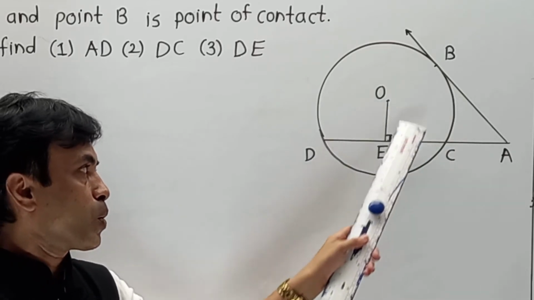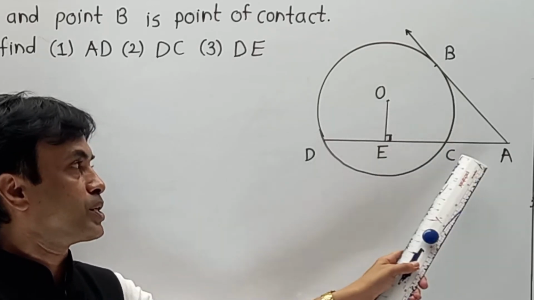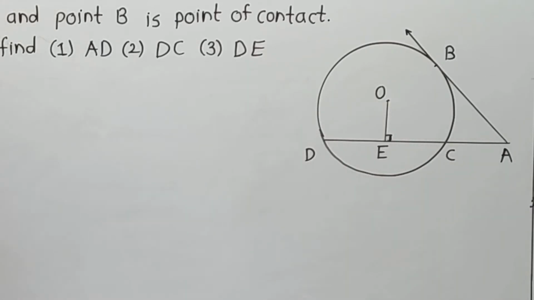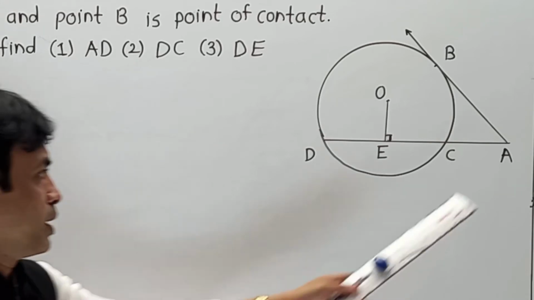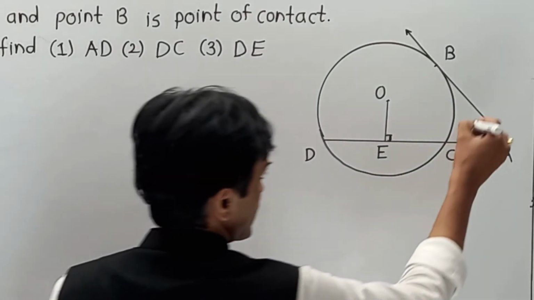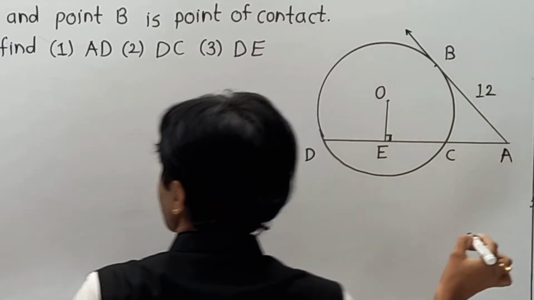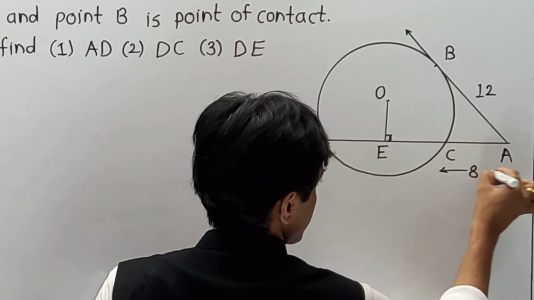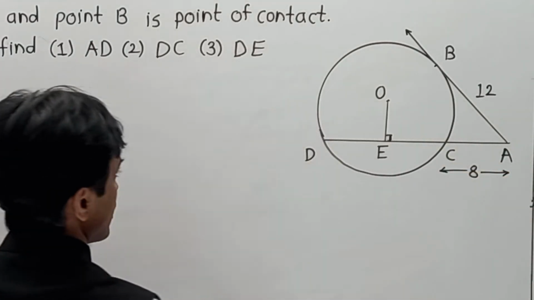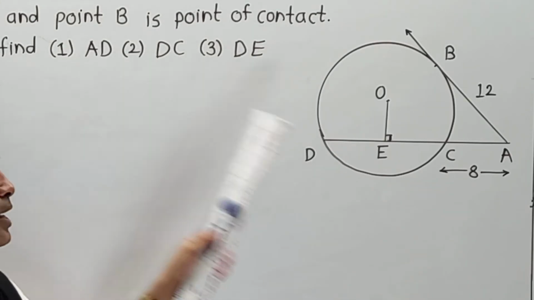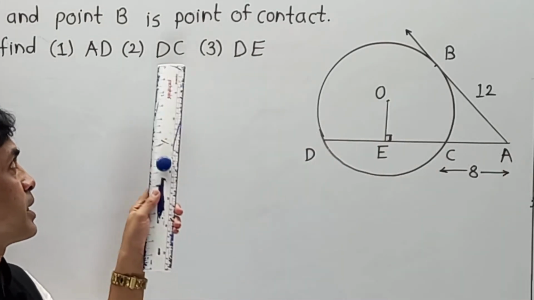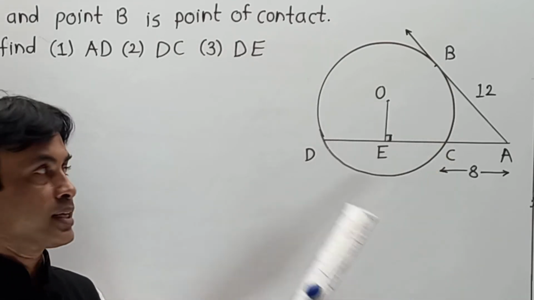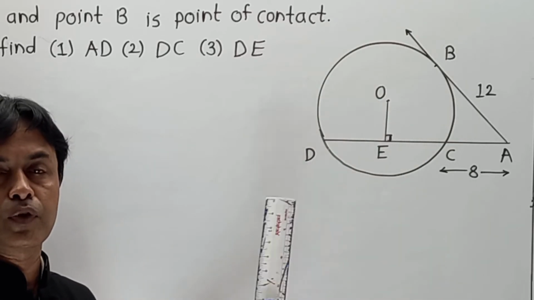Now here OE is perpendicular to DC, or you can say OE perpendicular to DA. The values are AB equal to 12, A to B, that they have given as 12. Next, AC equal to 8, A to C, this distance they have given as 8. Then find the value of AD, DC, and then DE.